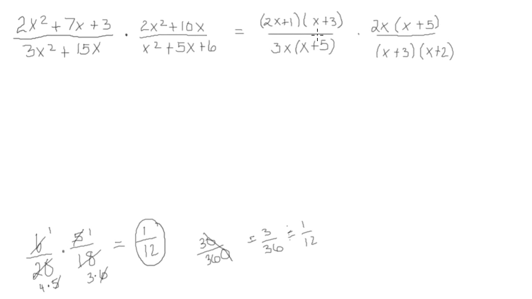Now I cancel any common factors. So here I see x plus 3, and here I see x plus 3. Here's an x plus 5, here's an x plus 5. Here's just an x, and here's just an x. And what am I left with? I'm left with a 2 in the numerator times 2x plus 1. And in the denominator, I'm left with a 3 times x plus 2. And I don't actually have to multiply these together. Alex won't make me multiply them together either. I'm done with the problem.